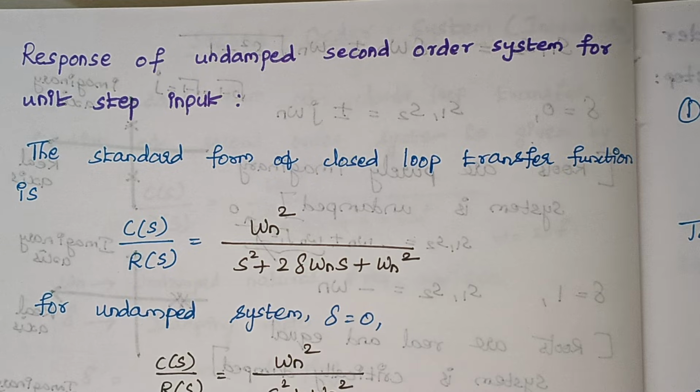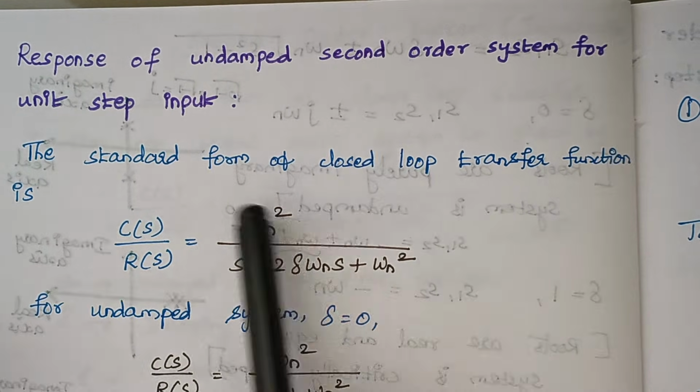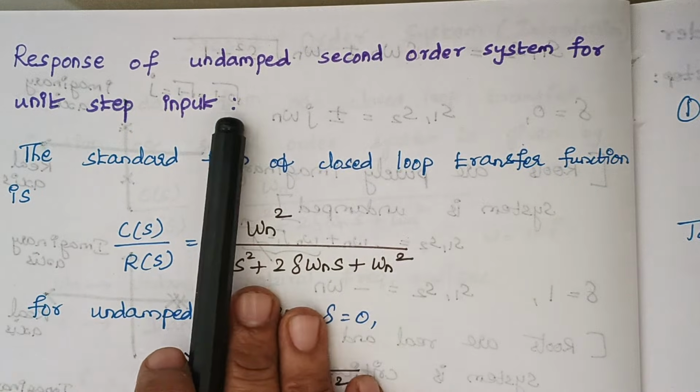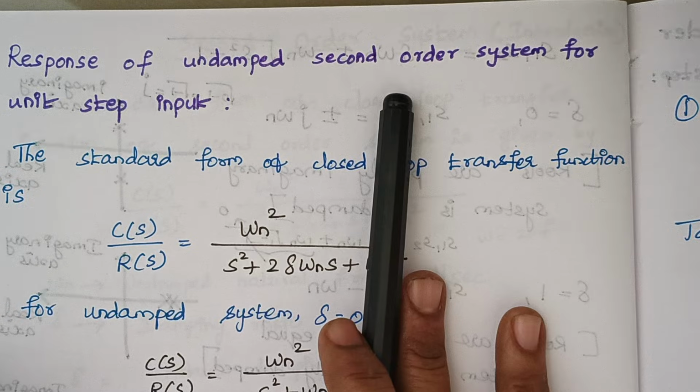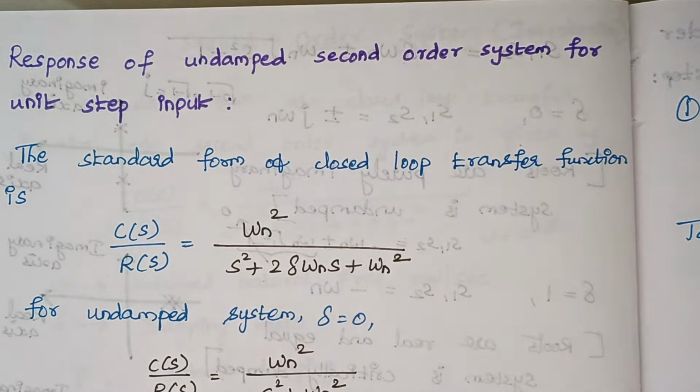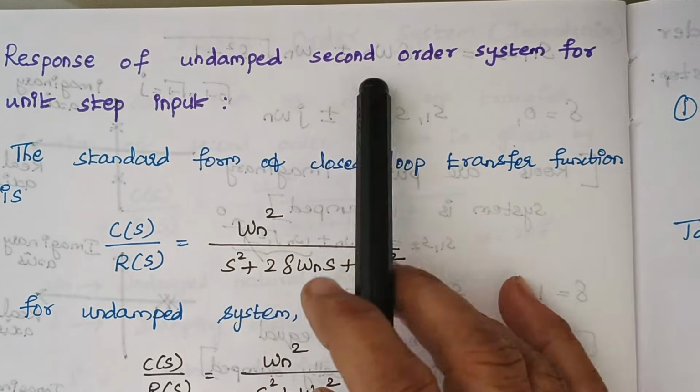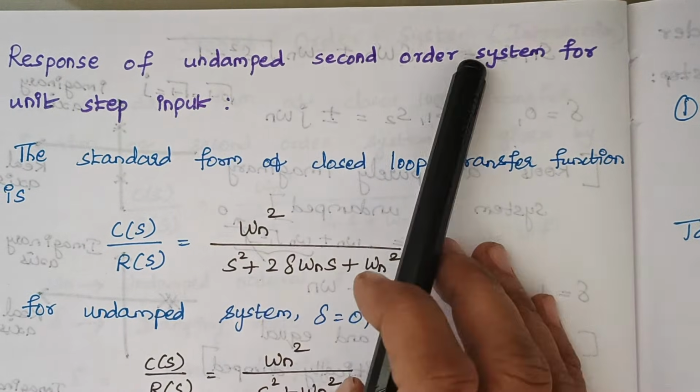Today we are going to see the topic response of undamped second order system for unit step input. There are four types of system, basically depending upon the value of zeta. To have a clear idea, I had made a video already. I'll give the link in the description, you can see. Now we are going to discuss about undamped second order system.